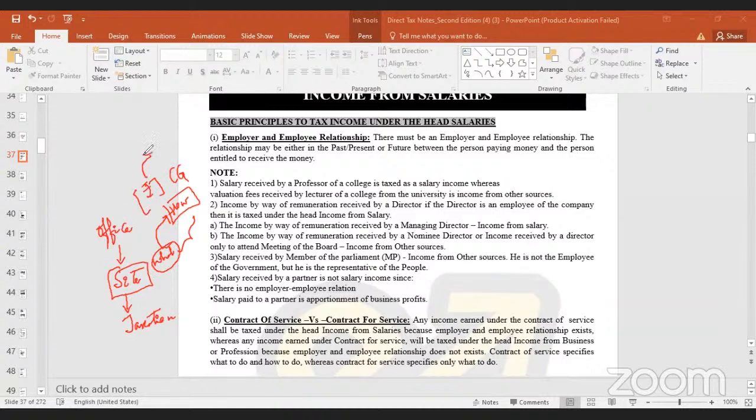For us, it is not going to be chargeable to tax under income from salaries. For us, it is going to be chargeable to tax as a professional income. This professional income is going to be charged to tax under the head PGBP. Why? Because between me and a client, there is no employer and employee relationship. He has come for a consultancy. So we will give a consultancy and we'll charge a fee. The fee is going to be our professional income.